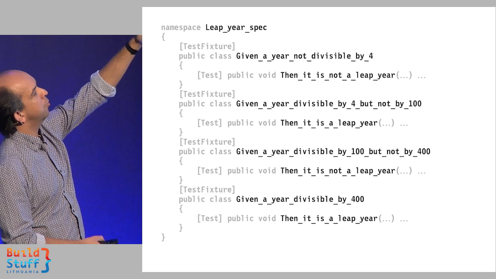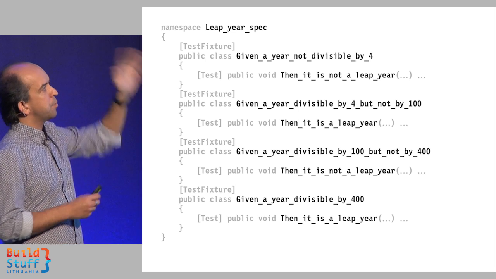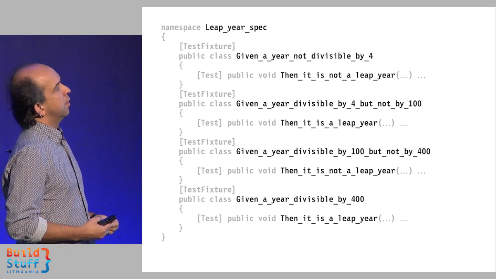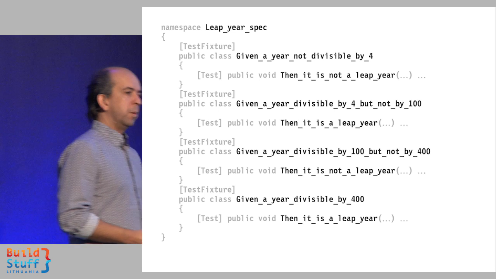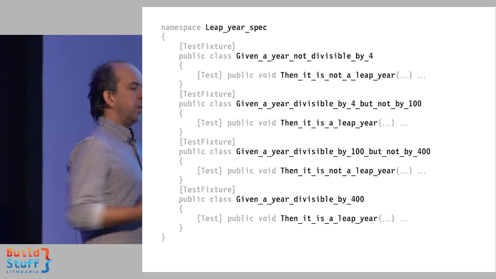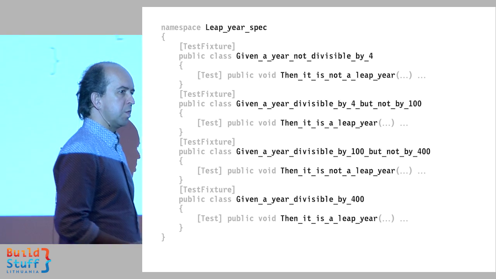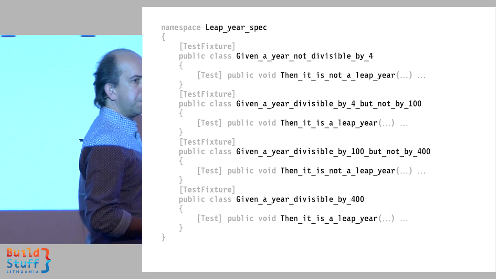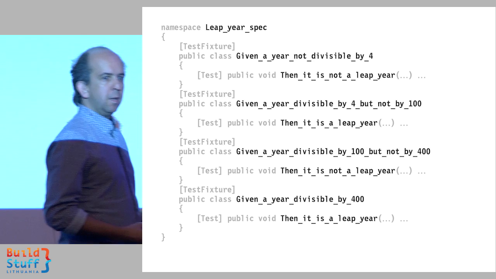Given a year divisible by 4 but not by 100, then it is a leap year. But there's a problem with this. Although it's kind of all there, this is not actually how people think about the leap year problem. It's not a given and then there's a result. The way that people start up, typically with classifiers, is things are or are not something. So the opening position, the English is back to front.